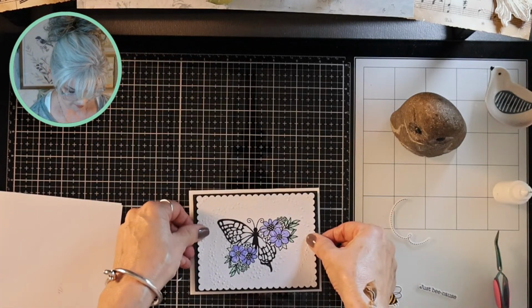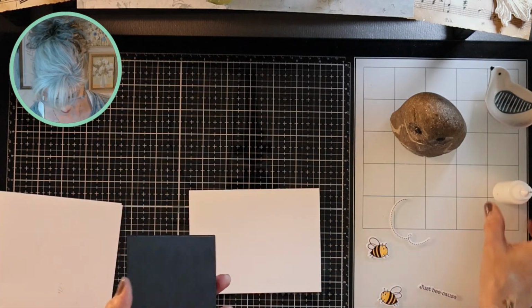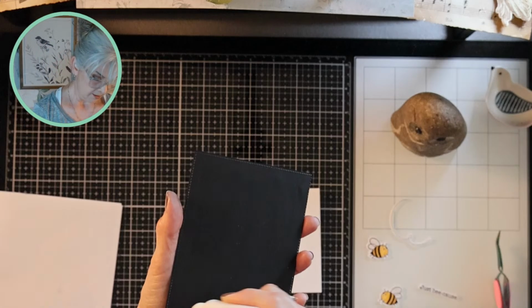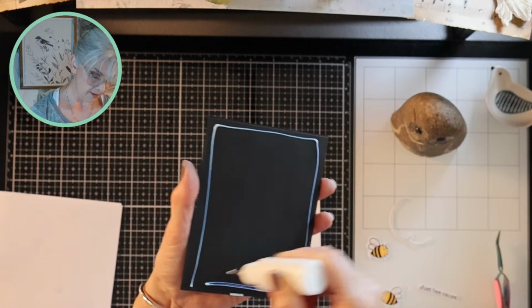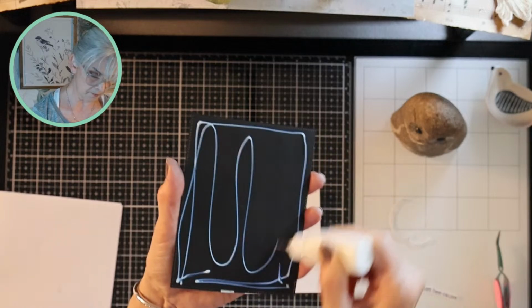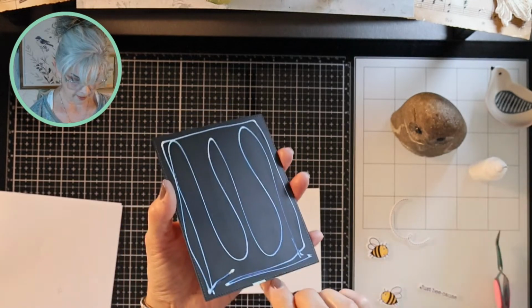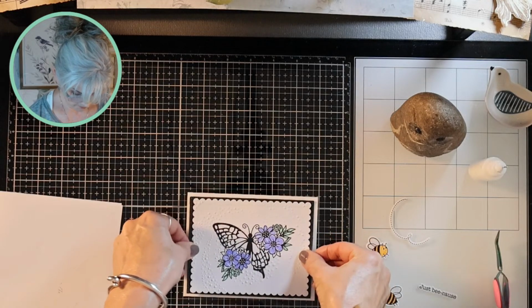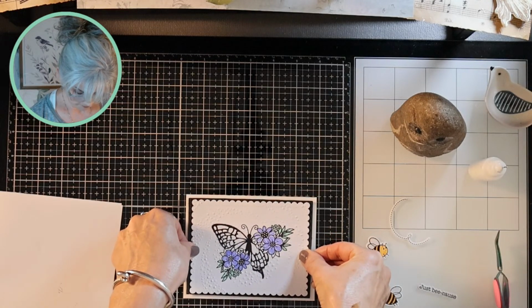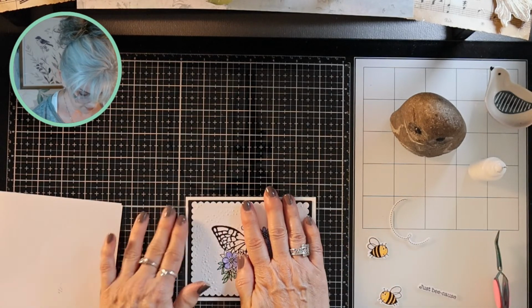So this will be mounted on here. We can go ahead and do that now. So let's just go ahead and get a lot of glue on here, and just kind of eyeball the center. Like that.